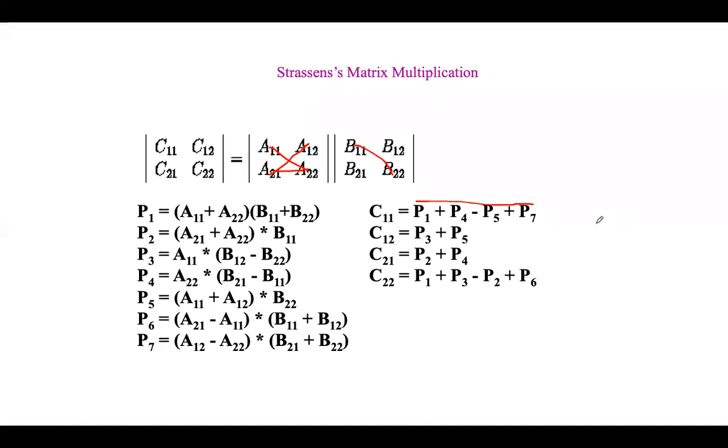For a 2 cross 2 matrix, what is the total number of operations involved to get the result? In the basic matrix multiplication, how many multiplications and additions did you do? 8 multiplications and 4 additions in basic matrix multiplication. Here 7 multiplications and 4 additions. 4 times addition or subtraction will occur, 7 times multiplication. So is this method better than that one? Yes or no?